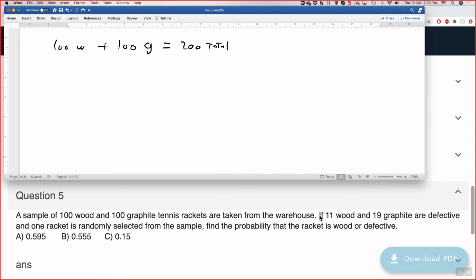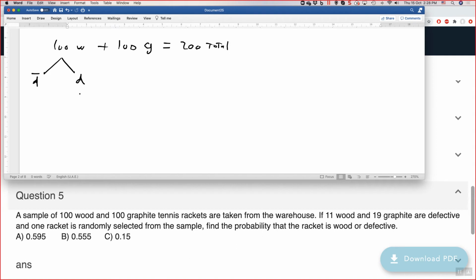Now 11 wood and 19 graphite are defective. Does it mean an extra 11 wood or 11 wood from the 100? If 11 wood and 19 graphite are defective, does it mean 11 wood from the 100 or extra over the 100? What do you think? From the 100. Okay, so some of these 100 are defective. Defective means they are not good, they're not working. And some of them are not defective, which I'll just give a simple D bar.